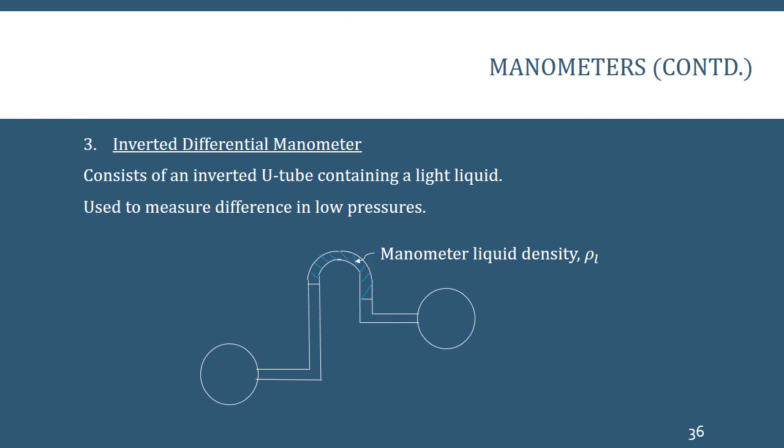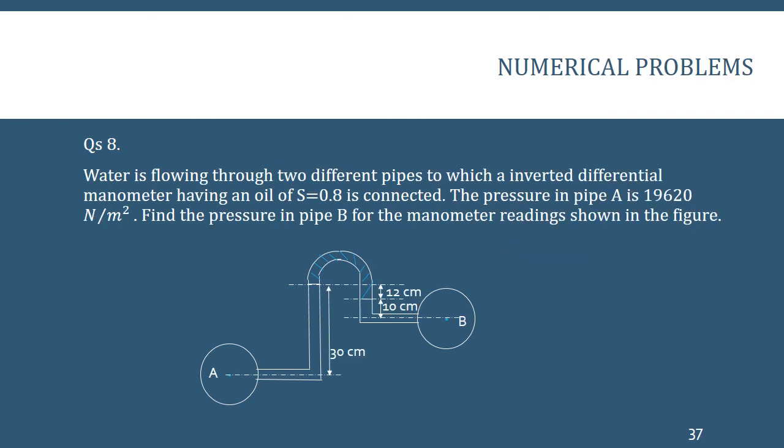Okay, so now let's move ahead. Let's do a problem. The figure is given to us. Water is flowing through two different pipes to which an inverted differential manometer having oil of S equal to 0.8 is connected. Okay, so the density of the manometric liquid is 800. The pressure in pipe A is given by 19,620 Newton per meter squared. Find the pressure in pipe B.